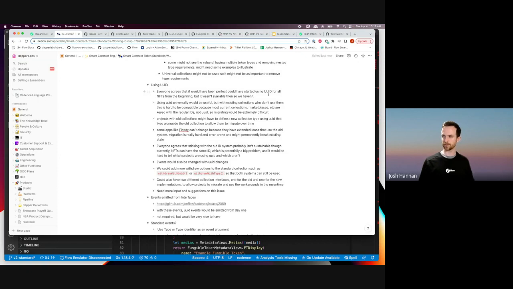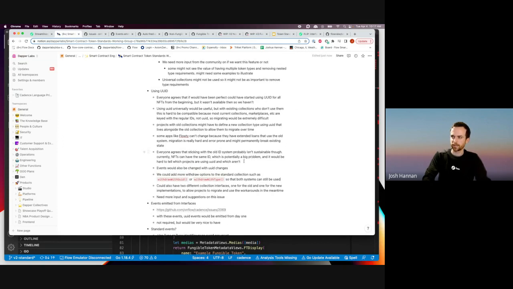But there were some suggestions about creating a temporary collection that uses UUIDs, and then one that uses the old IDs. Or the standard collection could have multiple withdraw methods, one that withdraws using the UUID and one that withdraws using the type or the old ID, so that projects can migrate to a UUID system instead of having to use the old system. Or potentially have two different collections, one that uses UUIDs and one that uses the old IDs, as another way to migrate. So that's what we landed on last week.